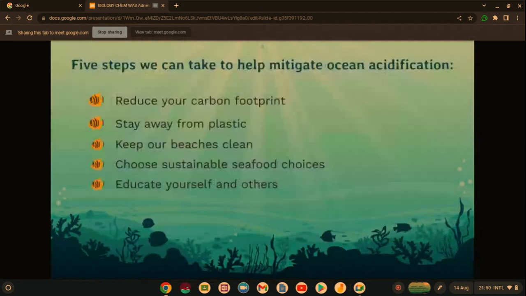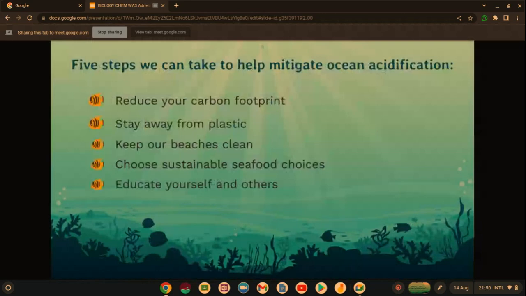Here are 5 steps to mitigate ocean acidification. Firstly, you can reduce your carbon footprint. Some ways you can do this is by driving less. You should bike, walk, or carpool. Switch to fluorescent light bulbs, compost your food waste, eat locally, and eat low on the food chain. All of these examples release less carbon dioxide into the atmosphere, which means less CO2 in the ocean.